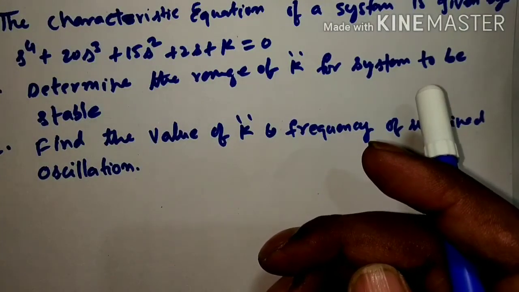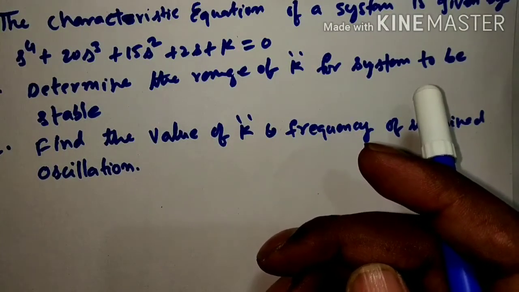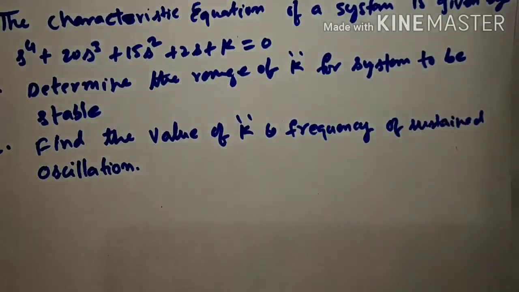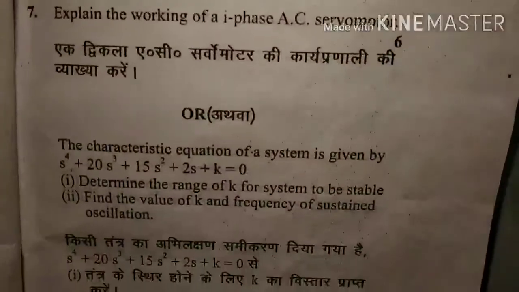There is no question given from Routh stability in the multiple choice section. Only a 6 marks question is given in your question paper. I will show you this one here, in the seventh question.